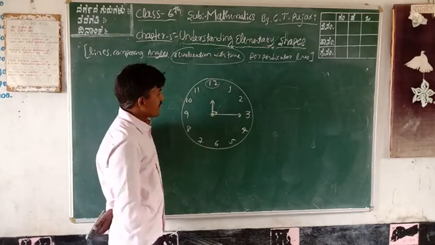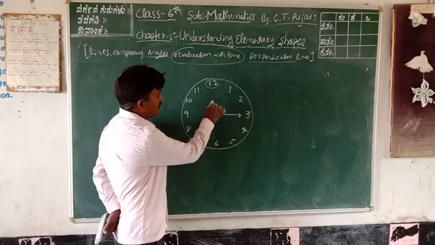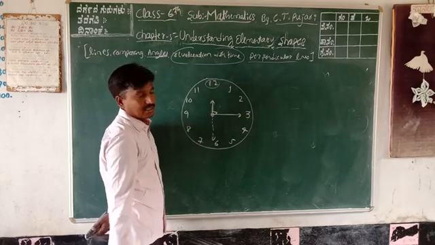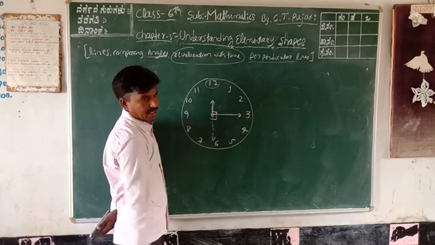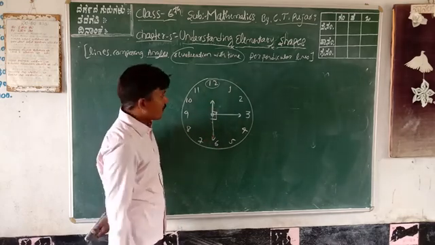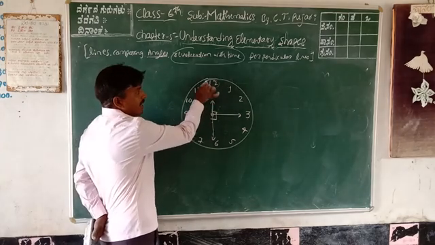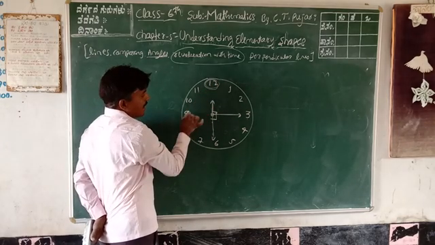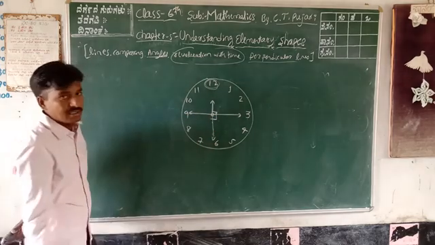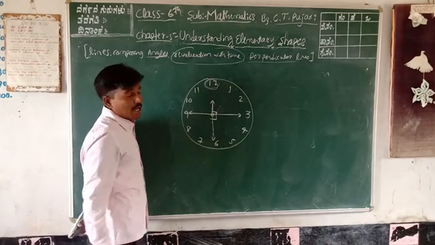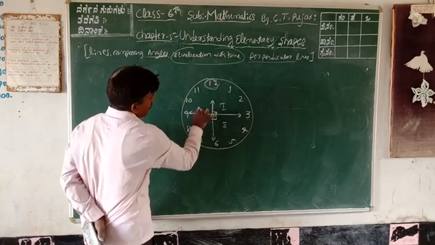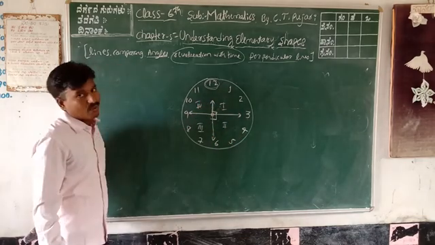Next one is what? One hand is at 12, another hand is at 6. In between these two hands, the angle is 180 degrees. 90 plus 90 means 180 degrees. What about the next? The hands are at 12 and 9. One hand is at 12, one hand is at 9. This angle is 270 degrees. 270 means 1, 2, 3 quadrants, and the fourth quadrant is here.